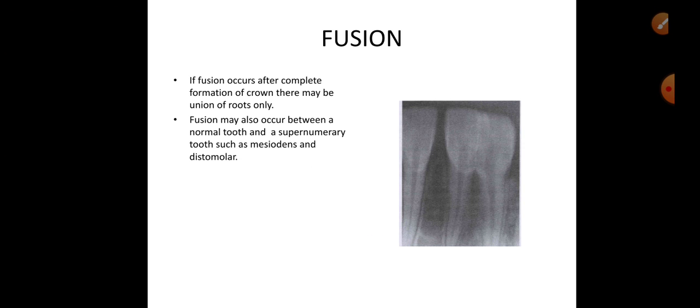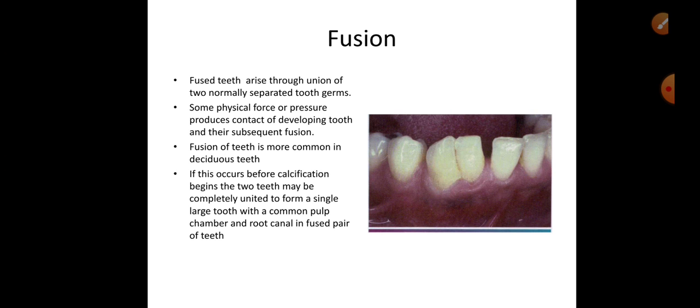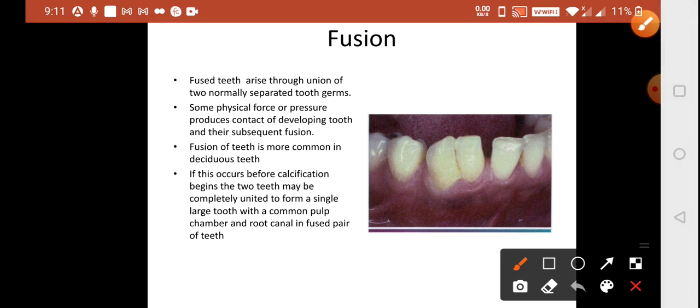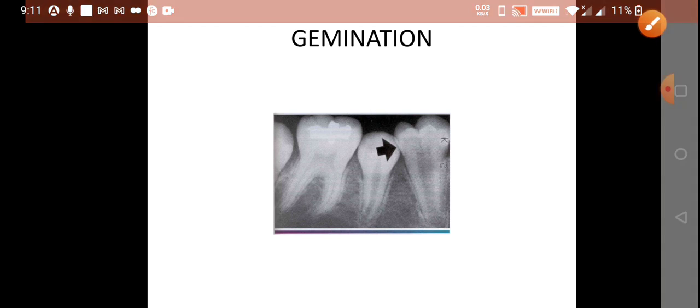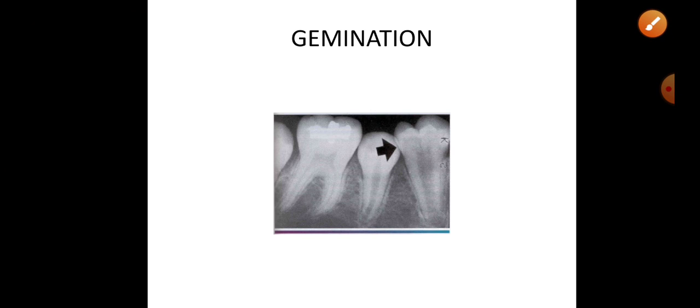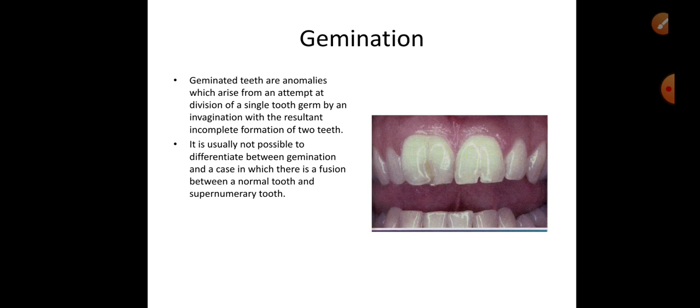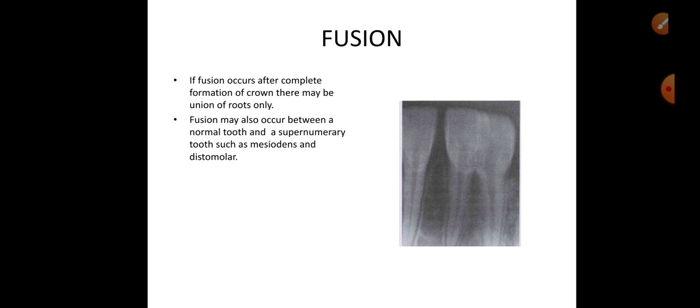This cannot be gemination because the root canals are separate. This cannot be gemination because they are complete. You can see the division all the way down, so it's not incomplete, it does not stop in the middle. And you can appreciate this is a gemination. The root canal is common and one single tooth has tried to divide itself into two.